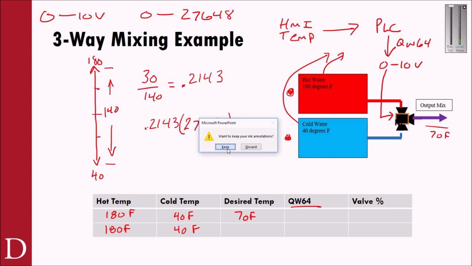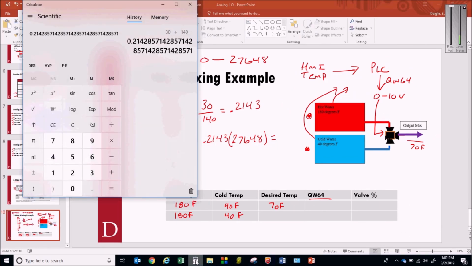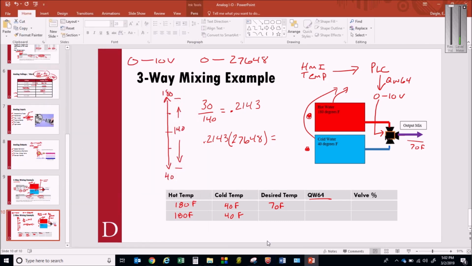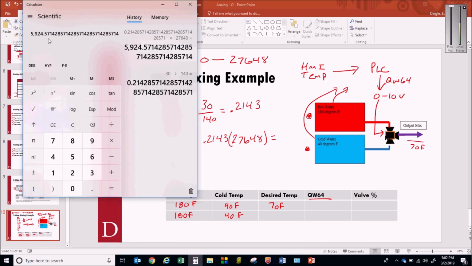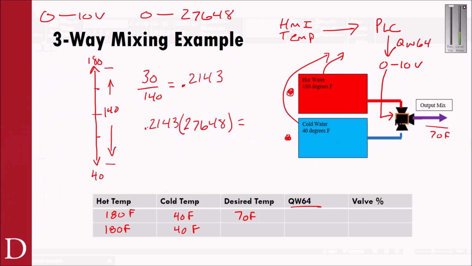And so I'll keep those annotations again. So I'll take 0.2143, which is still in my calculator here, and I'll multiply it by 27,648, and I get a number of 5,924 is what it looks like. And let me just look at that again. 5,924.57. So I'm going to say 5,925. I'm going to go ahead and round it up and say 5,925. So I'm going to say that that is my output word, 5,925. And you're like, okay, well, what does that actually mean?